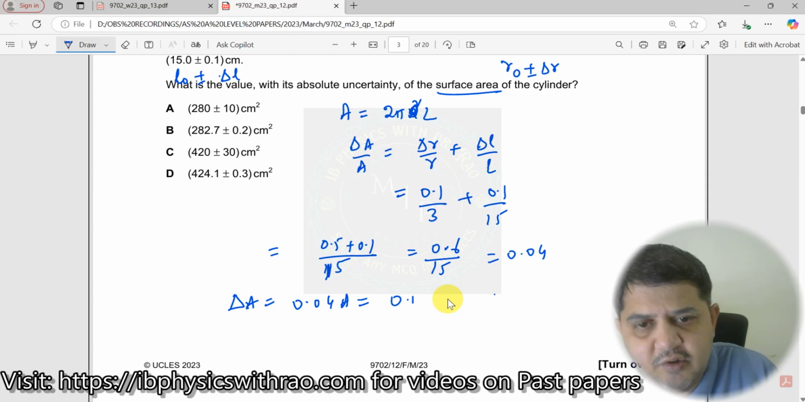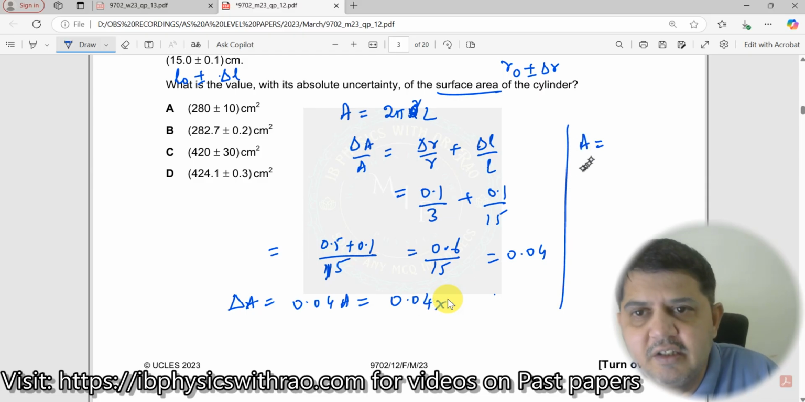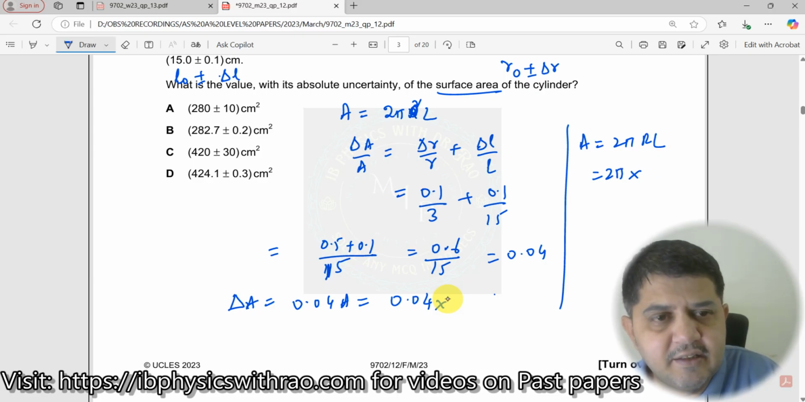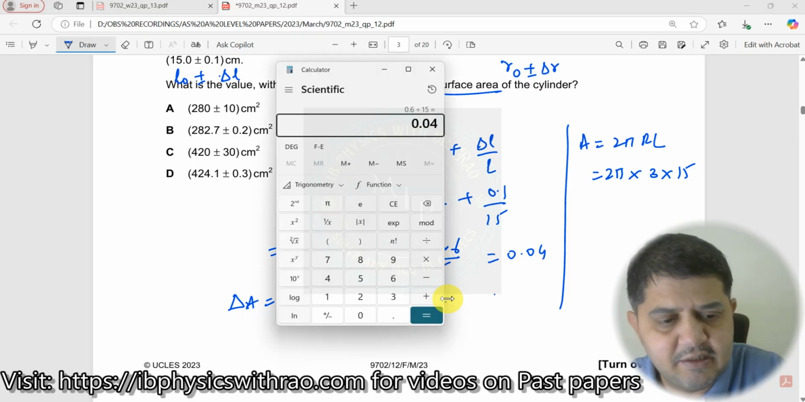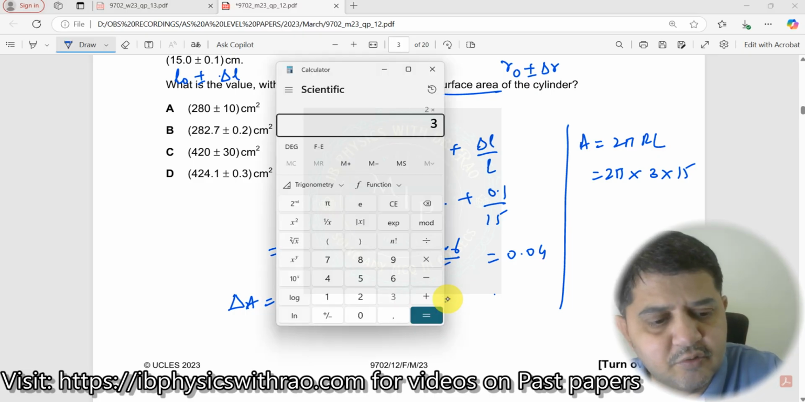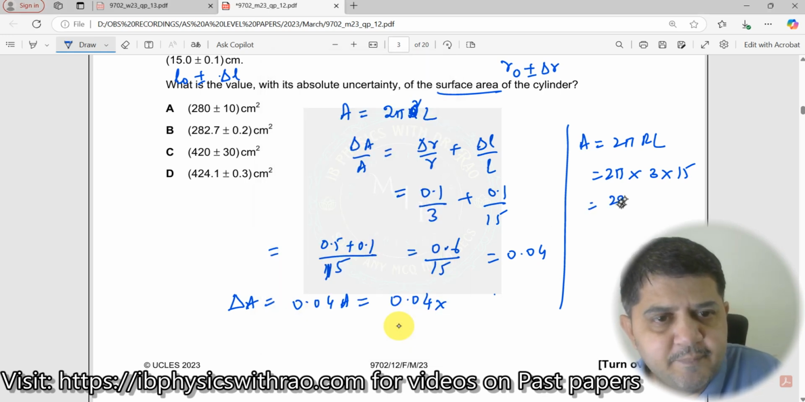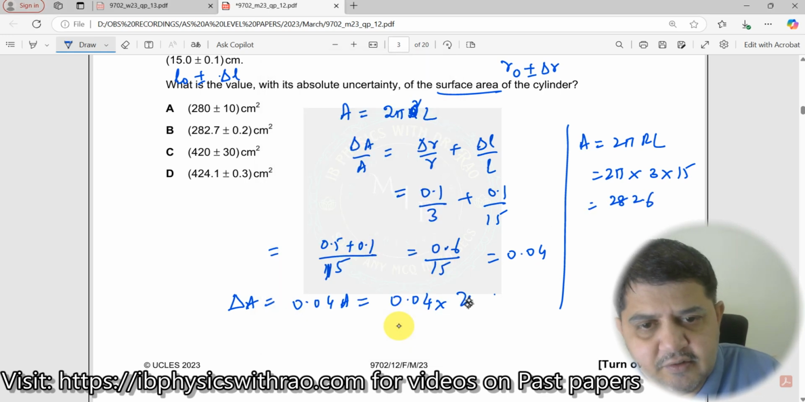which should be equal to 0.04 multiplied by A. We did not calculate A, so we calculate A also. A is equal to 2 pi RL, which should be 2 pi multiplied by, what is the value of R? 3 multiplied by L is 15. When I do this one here, what do I get? This I get as 2 into 3.14 multiplied by 3 multiplied by 15. I get this as 282.6.